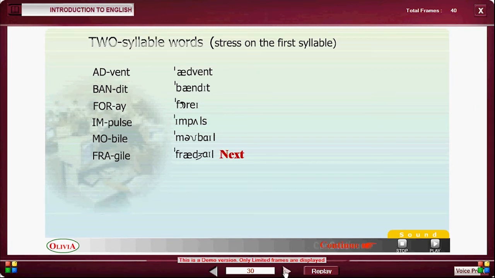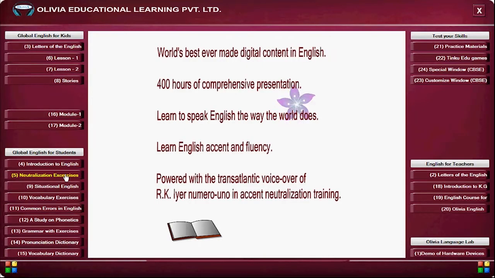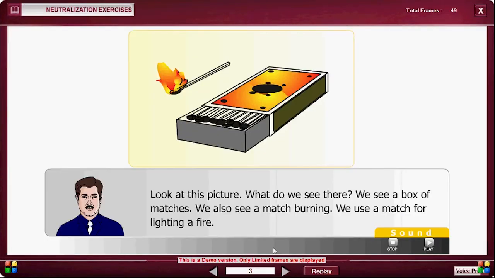Let us go through the other things also. Another important thing is for practicing, we give this one. So neutralization exercises. Let us see that one. Look at this picture. What do we see there? We see a box of matches. We also see a match burning. We use a match for lighting a fire.